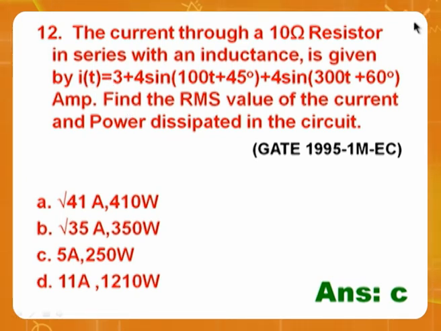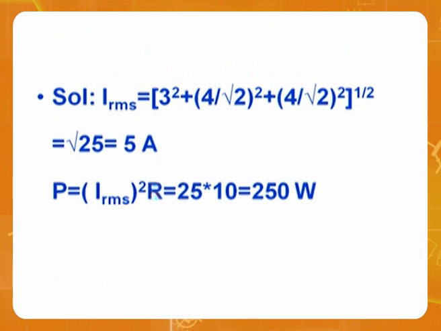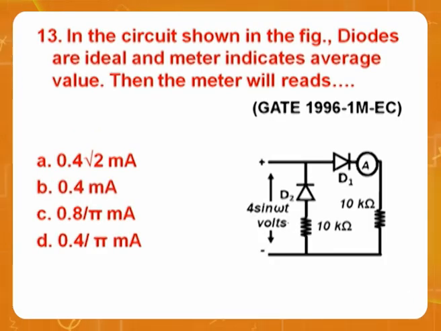So that is the value of how to calculate effective RMS value. Next problem. This is something with diodes. So don't be panicked when you go to active devices. See, in the circuit shown in figure, diodes are ideal and meters indicate average value. Then the meter will read what value?